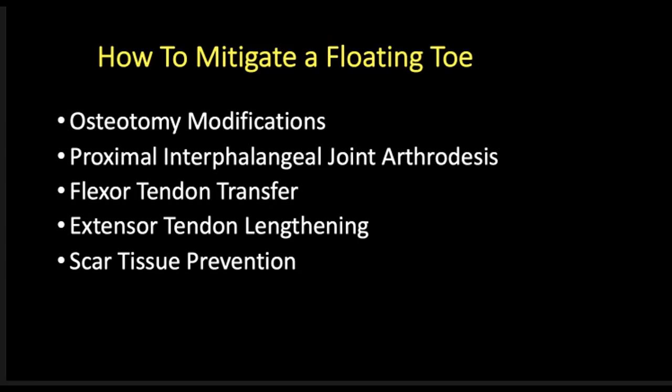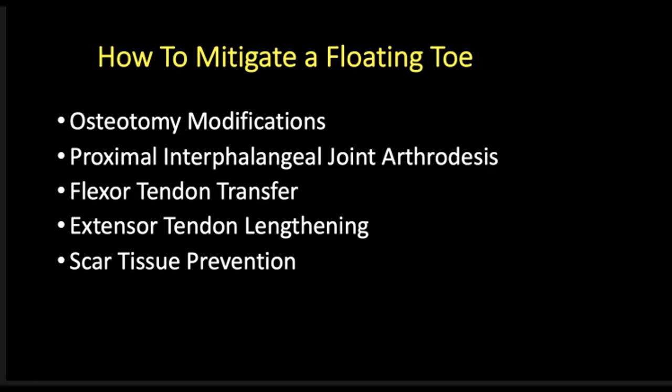Oftentimes, you're having to address the PIPJ as well, and PIPJ fusion may be needed. However, if a PIPJ fusion is performed, this can actually cause more of an issue for your patients at the metatarsophalangeal joint level because you get retrograde forces that will essentially cause pressure at the metatarsophalangeal joint. So to offset this, this is where the flexor tendon transfer works really well. So you do your Weil osteotomy with the PIPJ fusion and then a tendon transfer on top of that to prevent the toe from floating.